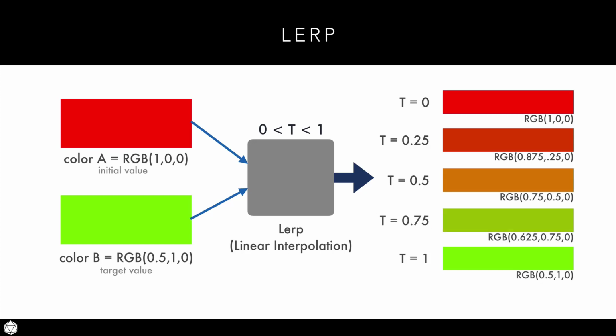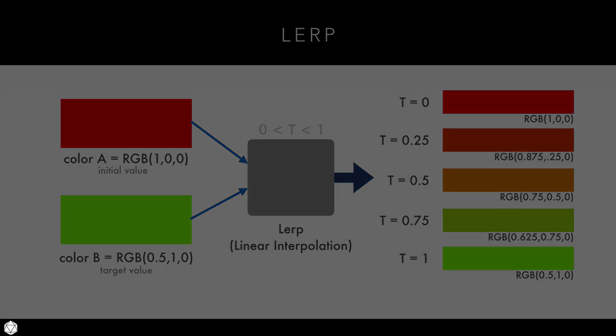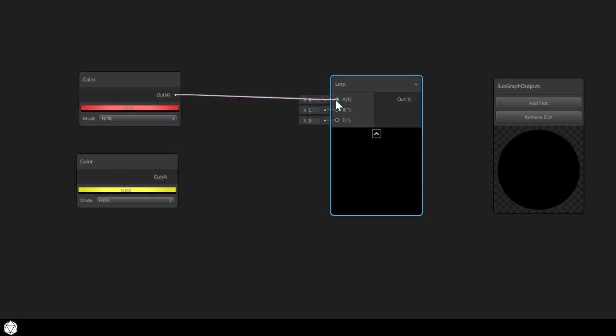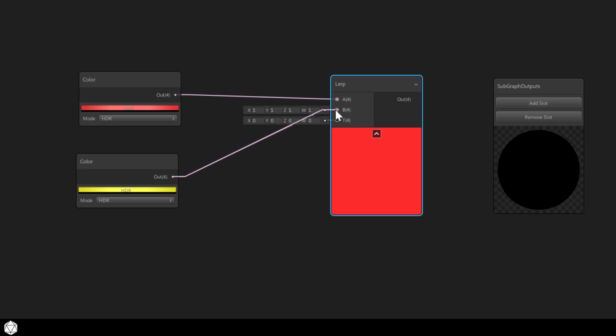Set this to 0.25, and you'll get 25% of the target input, input B, and 75% of the original input A. Set this to 0.5, and you'll get 50% of each, and so forth. All right, so let's plug these colors in. Drag one into the A slot, and drag the other into the B slot.